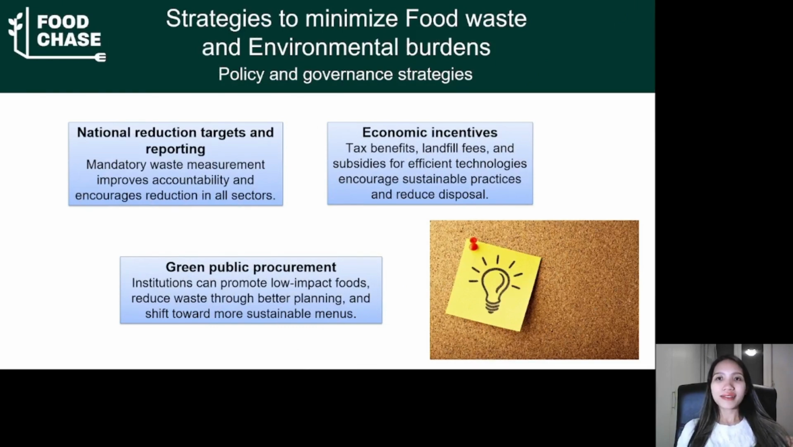Policy and governance strategies include national reduction targets and reporting. Mandatory waste measurement can improve accountability and encourage reduction in all sectors. Economic incentives include tax benefits, landfill fees, and subsidies for efficient technology, which encourage sustainable practice and reduce disposal. Then there is green public procurement. Institutions can promote low-impact food, reduce waste through better planning, and shift toward more sustainable menus.